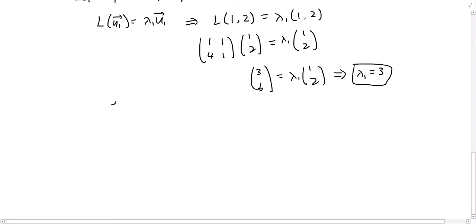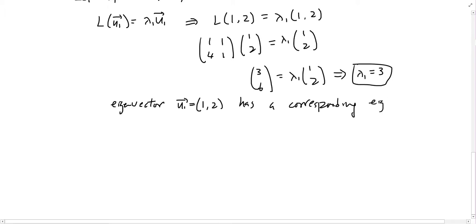So therefore, we find out that the eigenvector u1 equal to (1, 2) has a corresponding eigenvalue lambda 1 equal to 3.